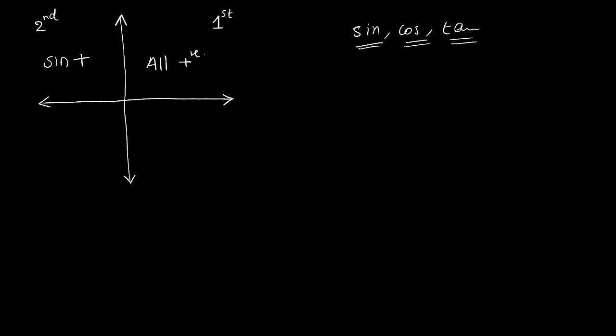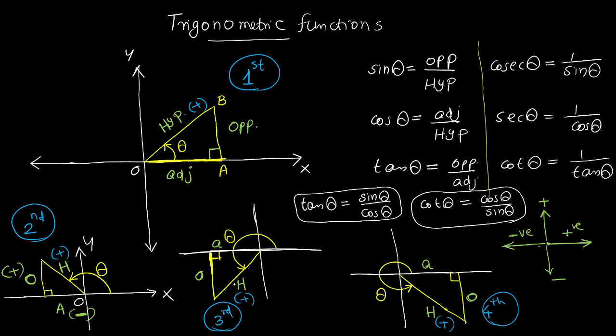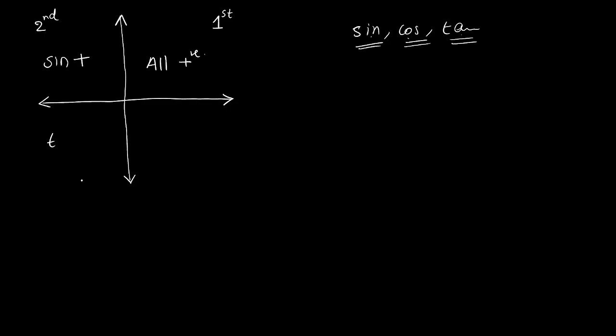So in the second quadrant, among these three, only sine is positive. Only sine is positive means cos and tan will be negative. That's what I want to write, only this much. Sine positive, other things negative. In the third quadrant, only tan is positive. Tan positive means other two will be negative.